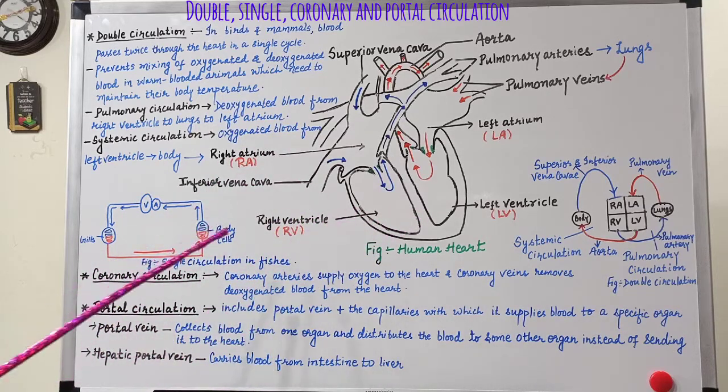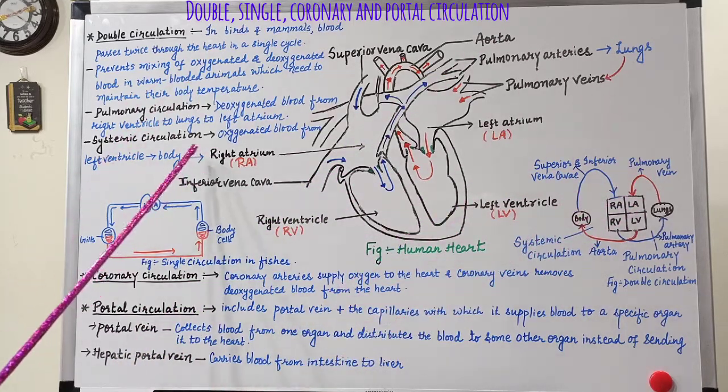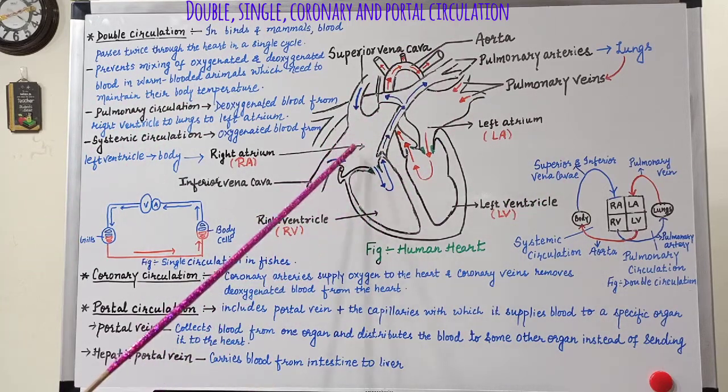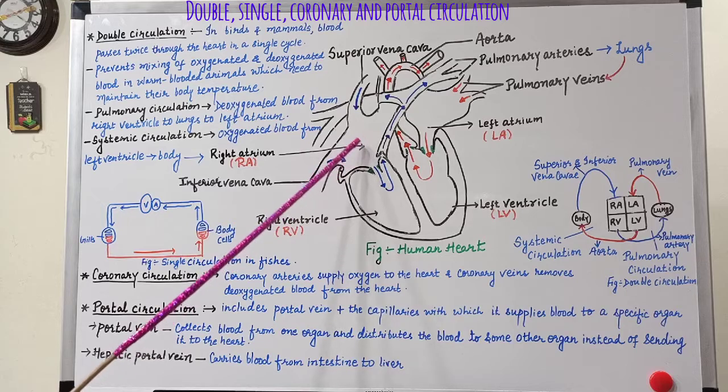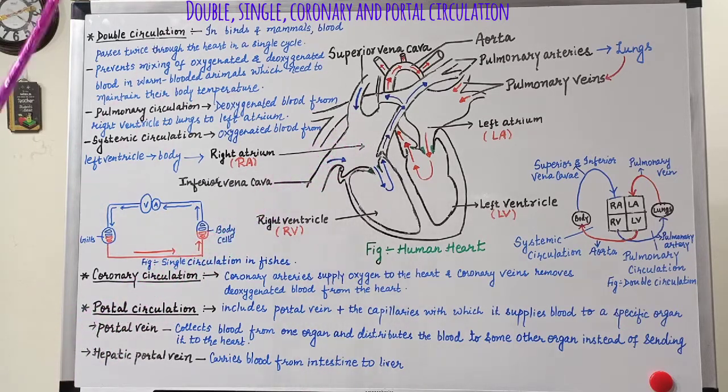Now we have studied about the pulmonary circulation supplying and taking blood from lungs and the systemic circulation supplying blood to different body organs. Apart from the lungs and different body organs, our heart also undergoes respiration and needs both the oxygenated and deoxygenated blood. For that we have a special circulation called coronary circulation. Coronary circulation means the supply of blood to the heart and the taking of blood from the heart.